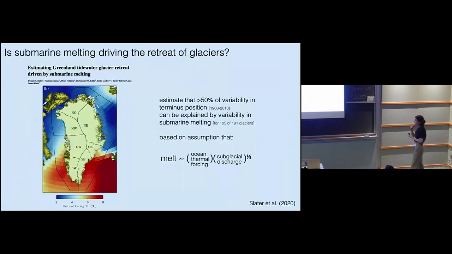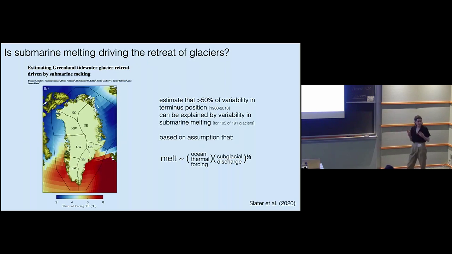And so in the absence of those observations, studies have to rely heavily on theories and ways to estimate melt based on other things we can estimate more easily from observations, models, reanalyses. So this is one example of a really nice paper led by Donald Slater, where he's trying to estimate how much of Greenland tidewater glacier retreat is driven by submarine melting. And he does this nice inventory of all the glaciers around Greenland and estimates that over 50% of the variability in glacier terminus position can be explained by variability in submarine melting.